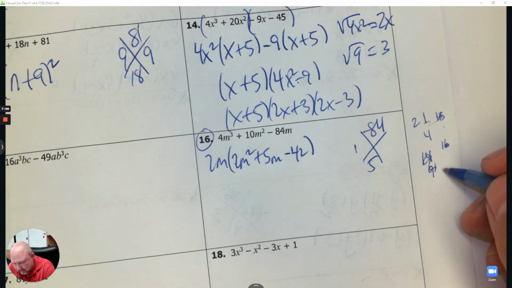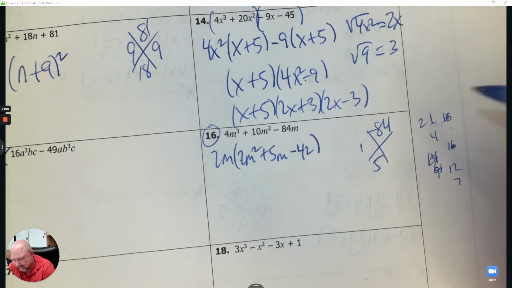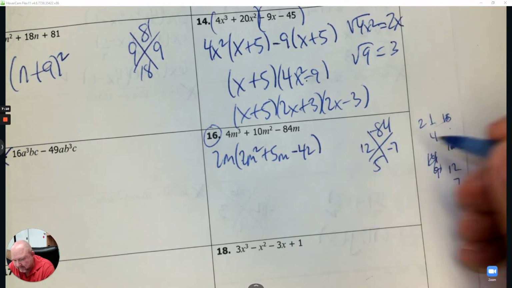I know 12 doesn't. What's 12 and 7? Oh, it does work, 12 and 7. I don't even know my 12 times tables. Haha. It is 12 and 7. Did you know that before me? And the 12's positive, the 7's negative.